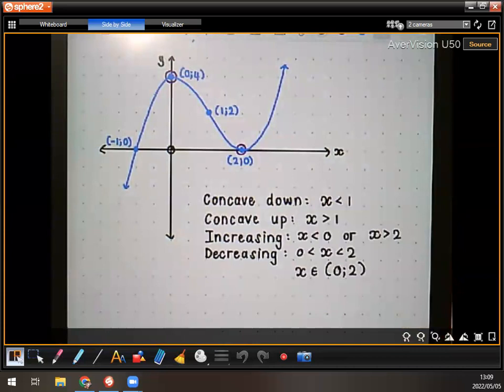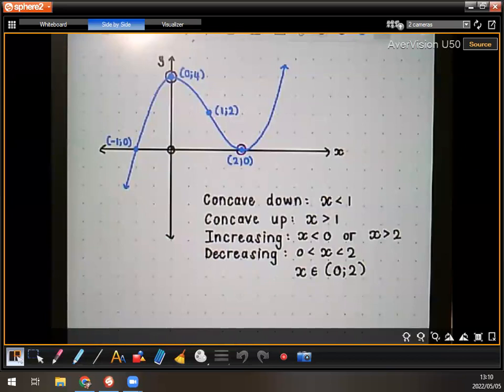This bit, right, between the two turning points. So from 0 to 2. So you can write it in inequality notation, or maybe you prefer interval notation, especially for the ones where you have two boundaries. I think sometimes you guys prefer writing it like that. So x is an element from 0 to 2. It's up to you. You can decide which notation you want to use.